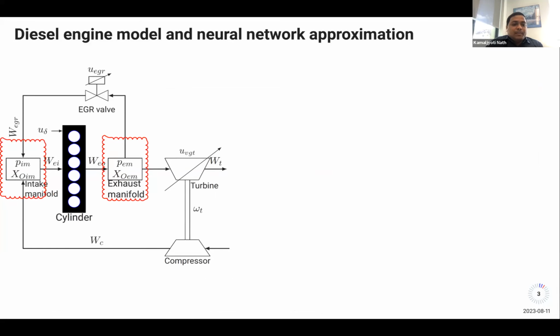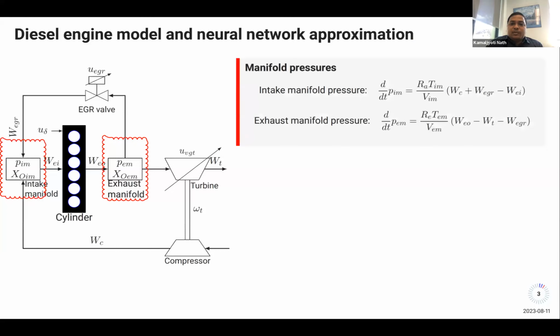So first, the manifold pressure, intake and exhaust manifold pressure. These 2 models are based on the ideal gas law and the conservation of mass. So in the intake manifold, these 2 are coming from the compressor and EGR, and this is going to the cylinder. This is similar to PV equals nRT in differential form. And for the exhaust also, from the cylinder, this is the exhaust manifold flow, and these 2 are the output to the environment and the EGR flow.